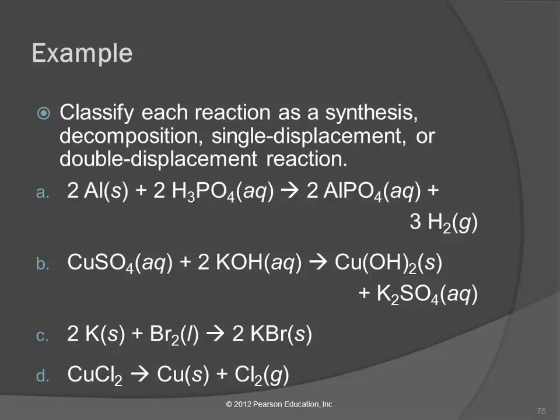We have the element aluminum, and we have a compound, and we're getting aluminum in a compound and a different element, hydrogen. So what kind of a reaction is that? That's a single displacement. So aluminum went to the party by himself and ended up leaving with hydrogen.